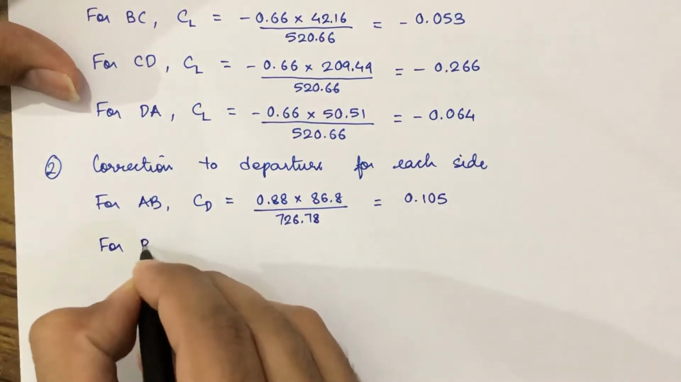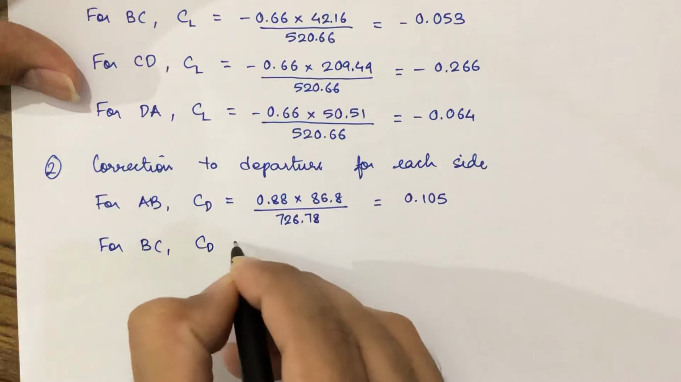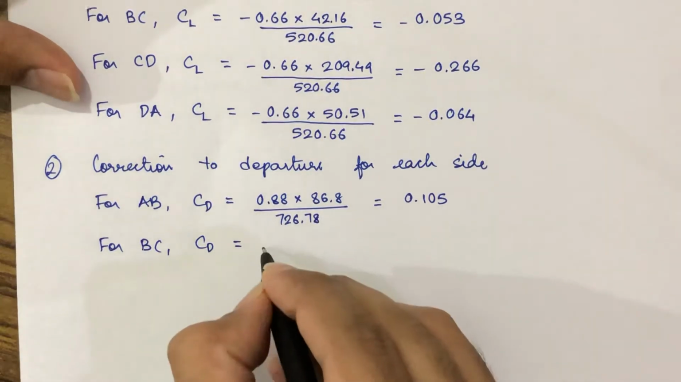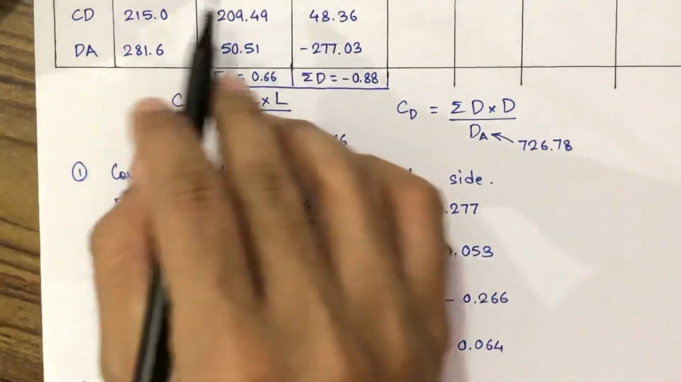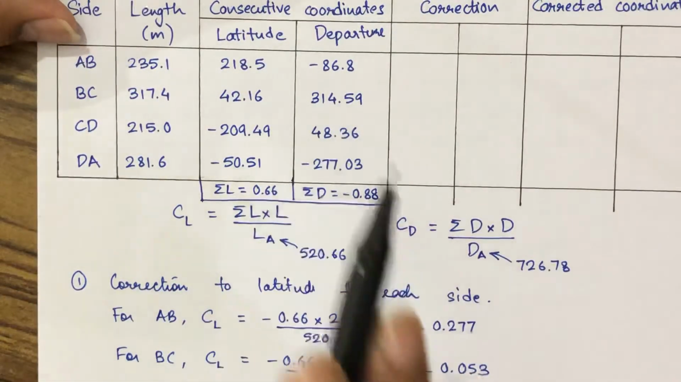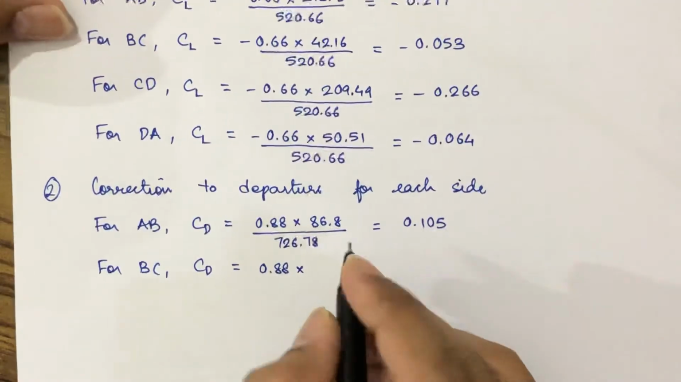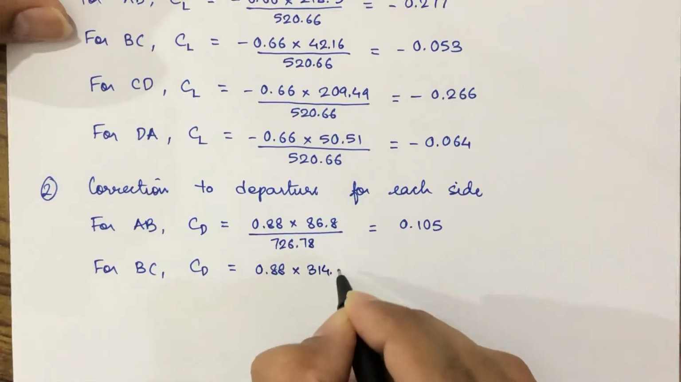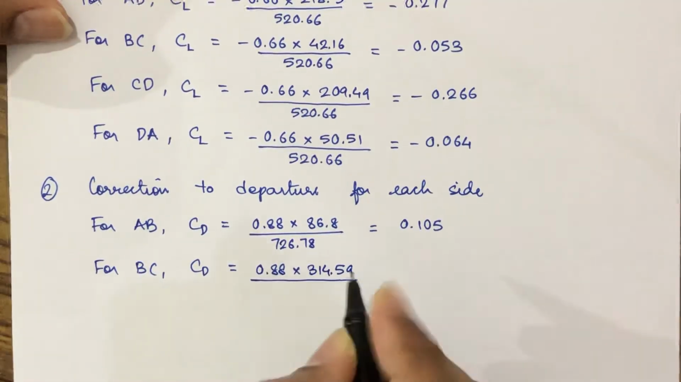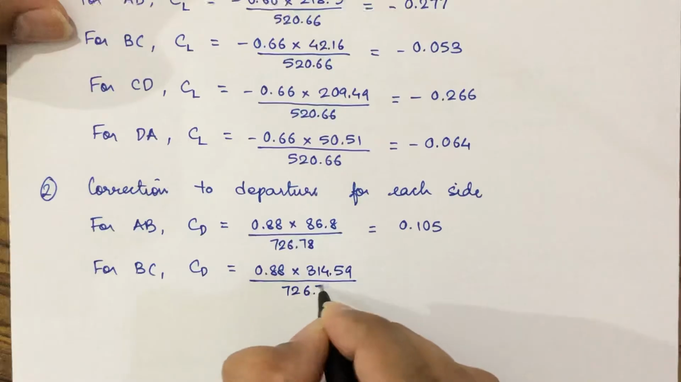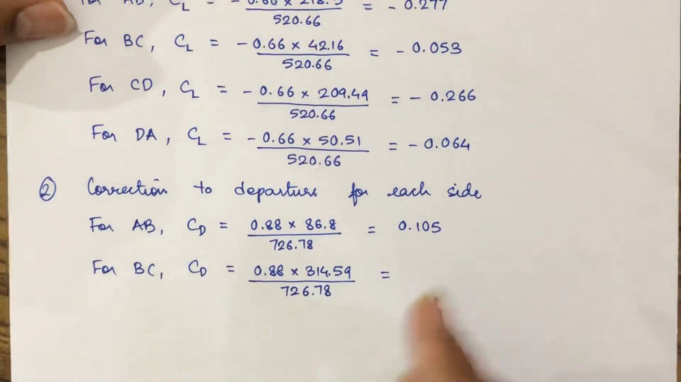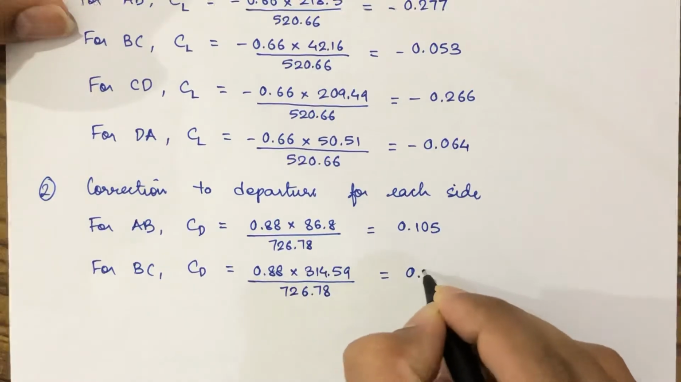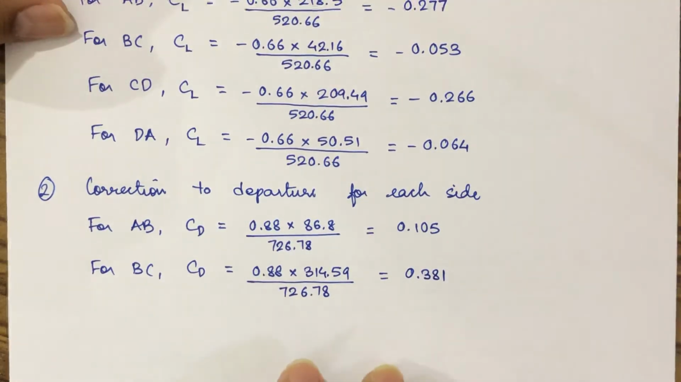Now for side BC, the correction to departure is 0.88 into departure of BC, which is given as 314.59, upon 726.78. Only thing is this departure will change for each side. So this value comes out to 0.381.